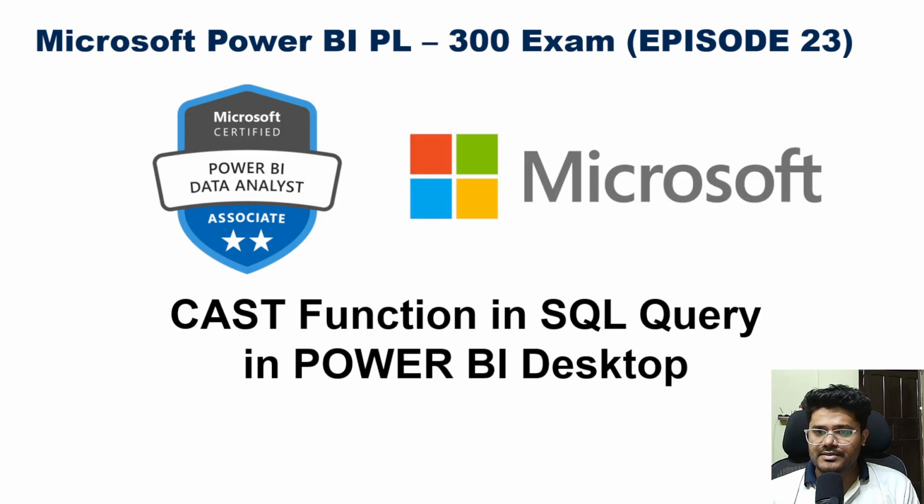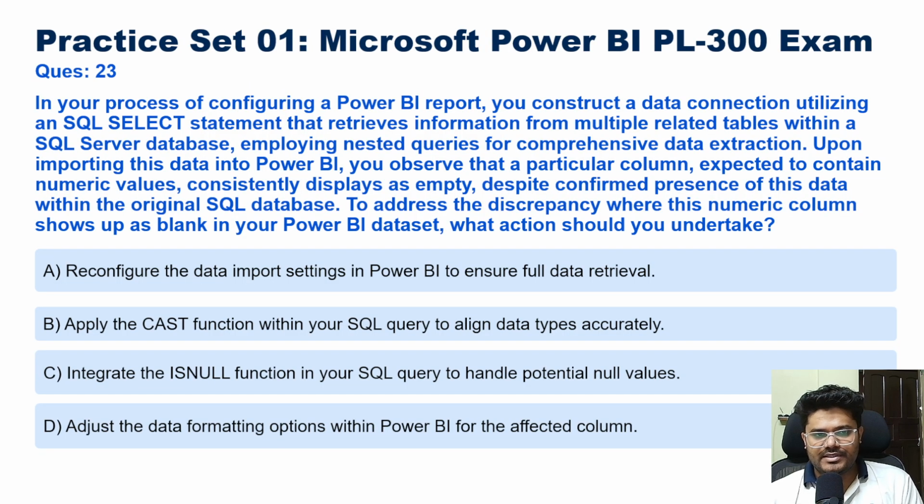So yeah, that being said, let's jump in and see question number 23. It says: in your process of configuring a Power BI report, you construct a data connection utilizing an SQL select statement that retrieves information from multiple related tables within a SQL Server database, employing nested queries for comprehensive data extraction. Upon importing this data into Power BI, you observe that a particular column expected to contain numeric values consistently displays as empty despite confirmed presence of this data within the original SQL database.